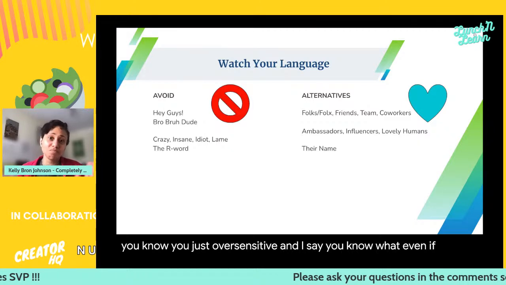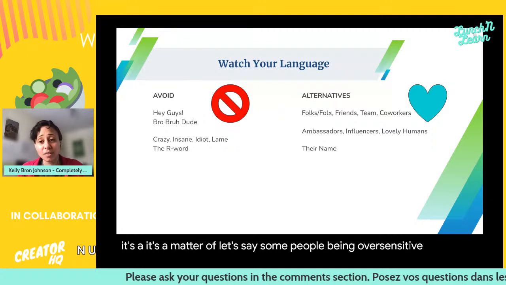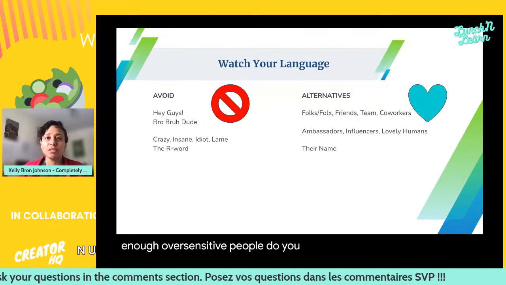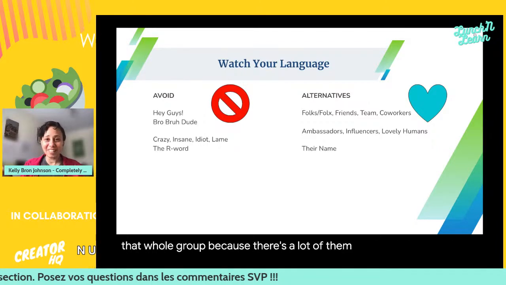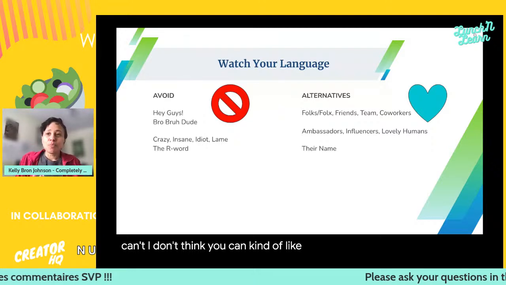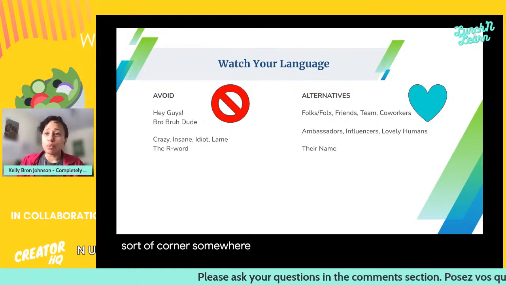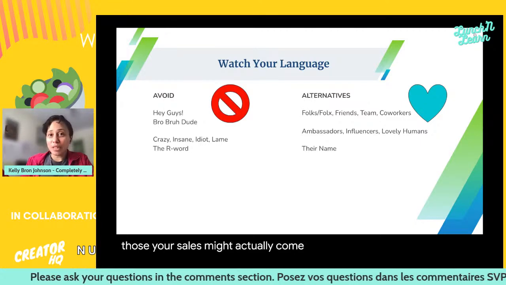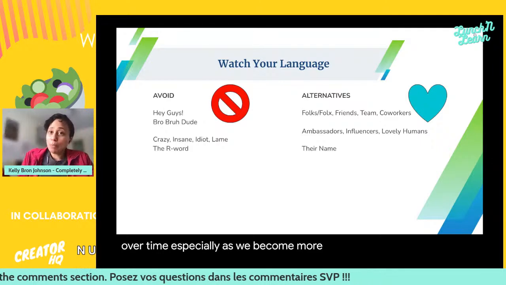Even if it's a matter of, let's say, some people being oversensitive, there's enough oversensitive people. Do you want to ostracize that whole group? Because there's a lot of them, right? You can't. I don't think you can put oversensitive people in some sort of corner somewhere and say, well, I'm not going to bother with those. Your sales might actually come from a lot of oversensitive people over time, especially as we become more perhaps oversensitive.